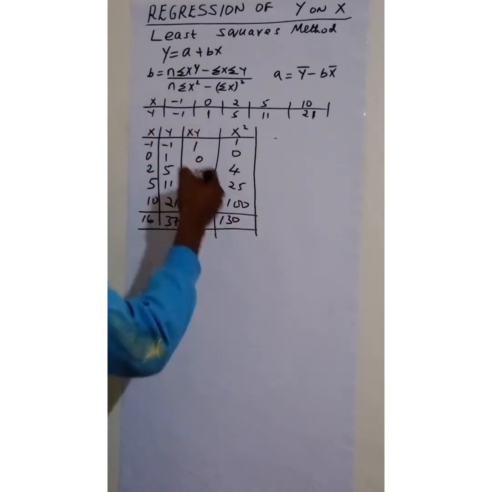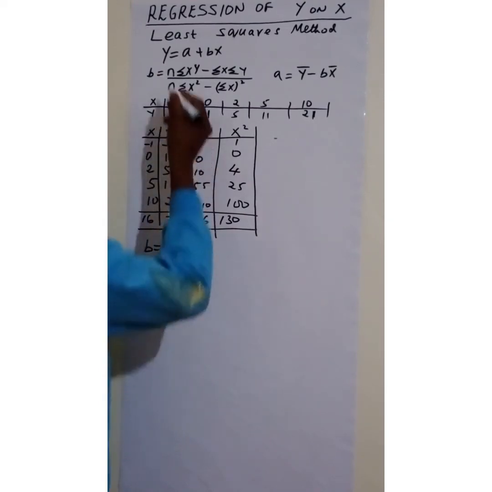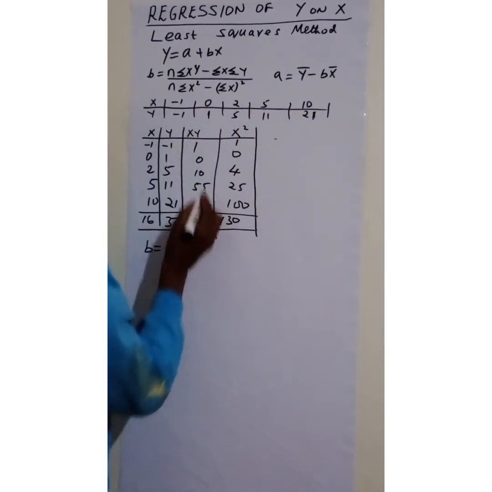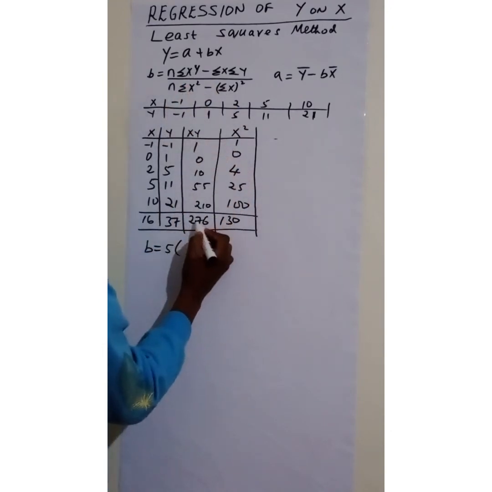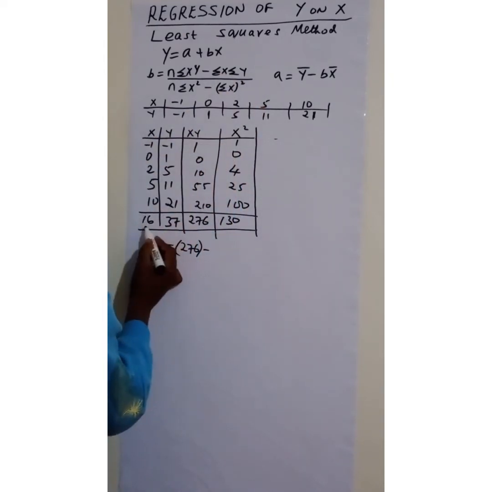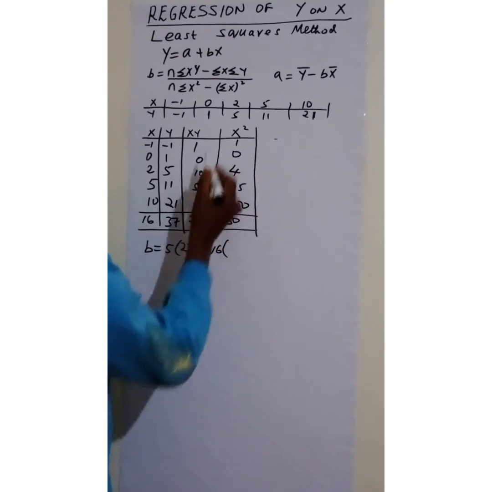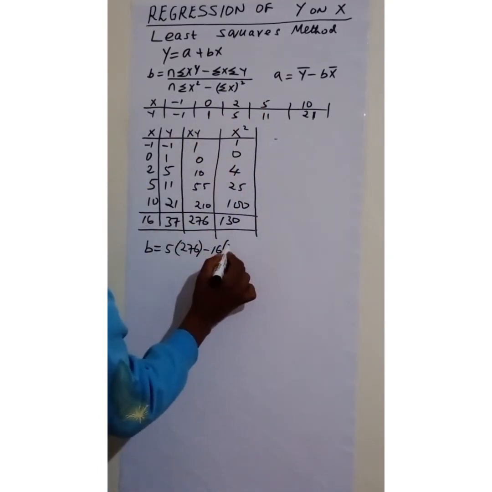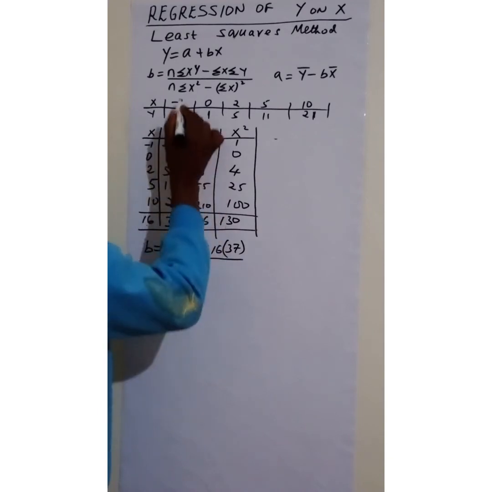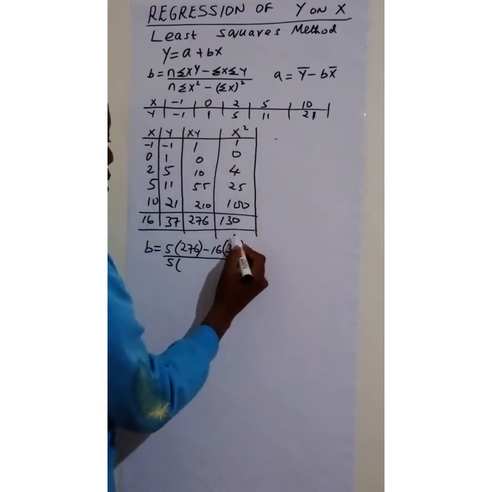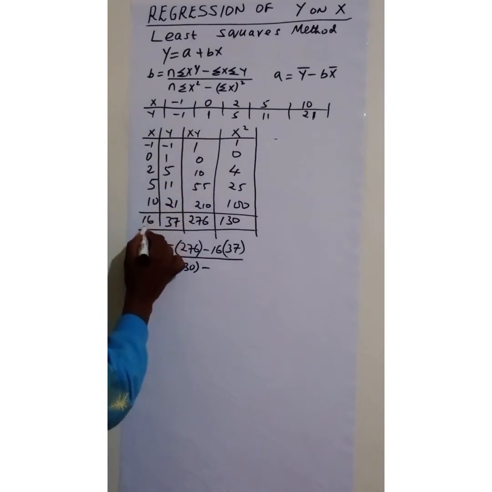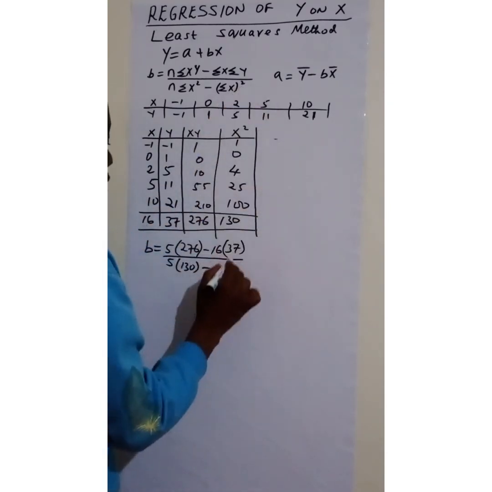So we can now use these values to calculate b, and we shall say b is equal to n, which is the pairs of observations, 5, times summation xy, the total of column xy, which is 276, minus summation x, the sum here, 16, times summation y, which is 37, all over n, which is 5, times summation x squared, the total of column x squared, which is 130, minus summation x, the total of column x, squared, so 16 squared.